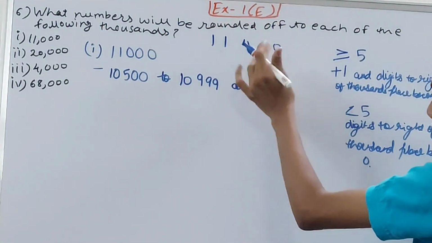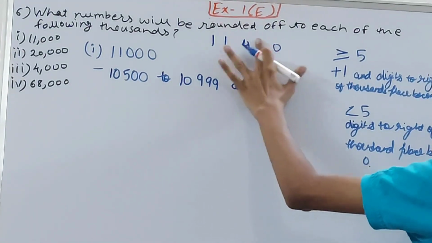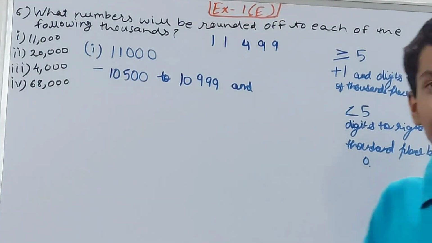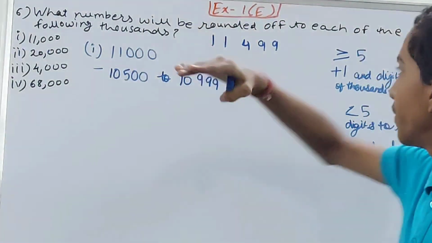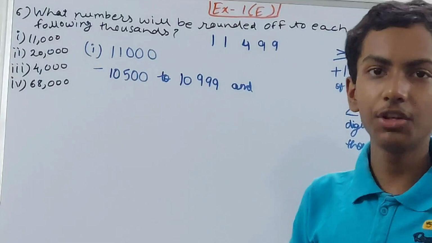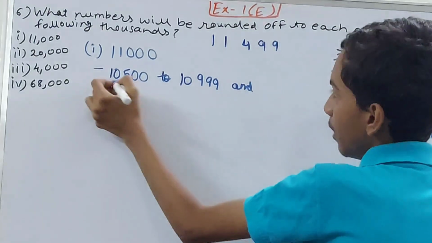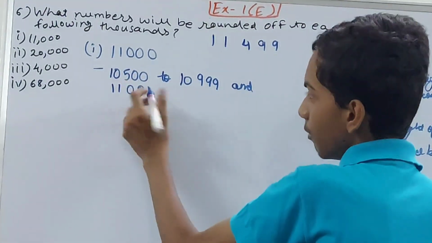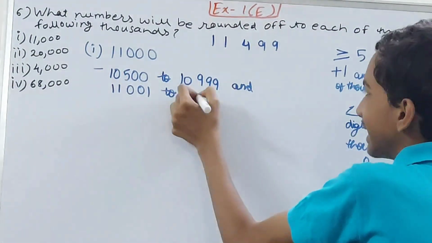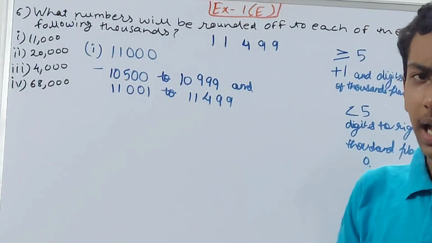So 11,400. But actually what number will we end with? This will become 11,499. Why? Because I have to take the greatest number. So 11,499 is the greatest number. If you go above this, you will get 11,500, which is going to give you 12,000. We don't need that, because 5 is at the hundreds place. So we will begin from 11,001 up to this number, the maximum number. We just need to know the smallest limit and the maximum limit, and we will be done.